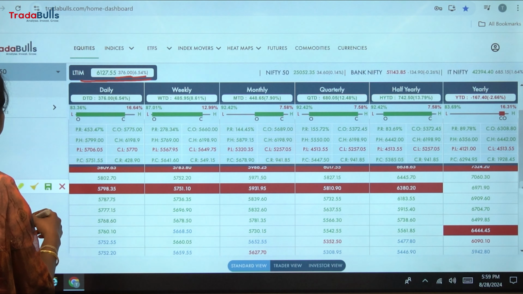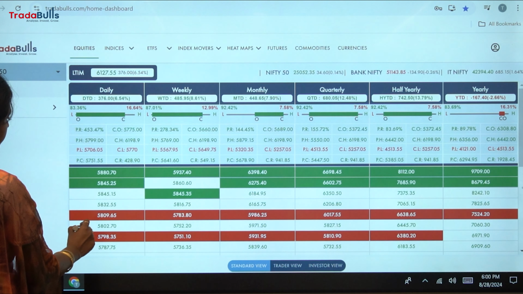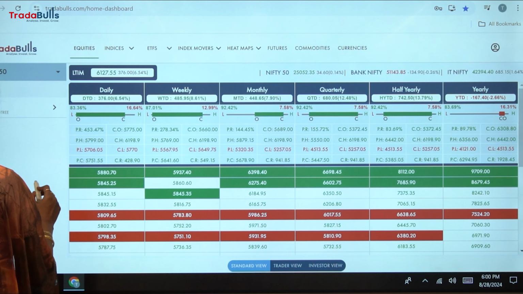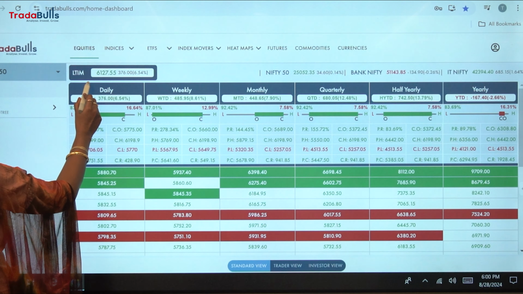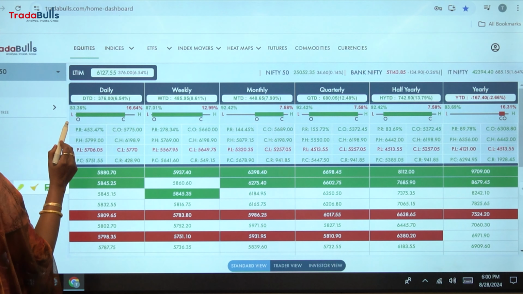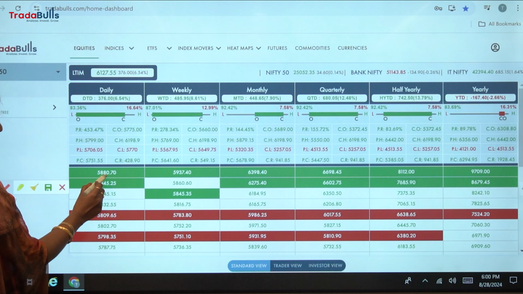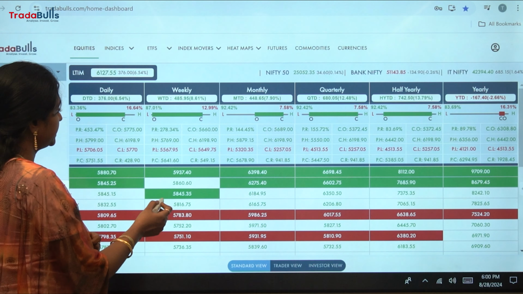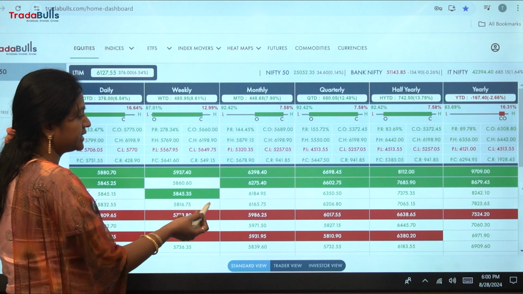If you look at the daily time frame, we have already reached the target. Look at the data points here: the current market price is 6127.55, whereas our daily target was 5880.70, which is already reached. The target is already achieved. Similarly for weekly, 5937 was our target, which is already achieved.